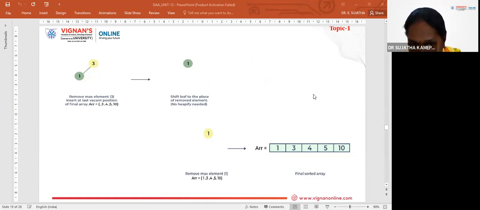I hope that you all understood what a heap is, what the types of heaps are, what the operations on heaps are, how to construct a heap, and how to do sorting using a heap. So all those things are explained. Try to solve some more problems, then you can understand better.